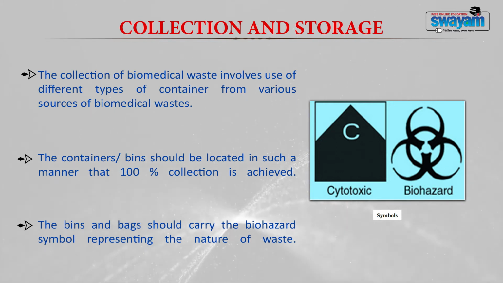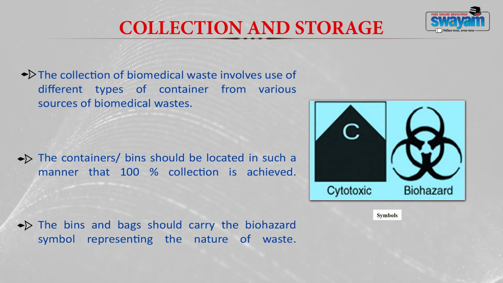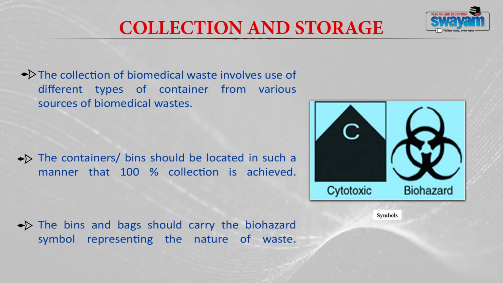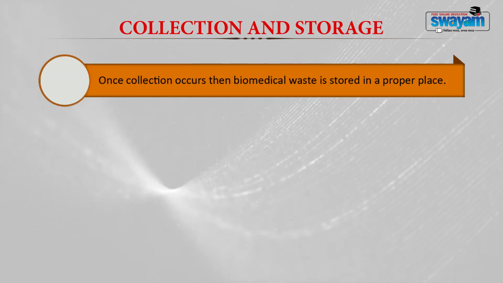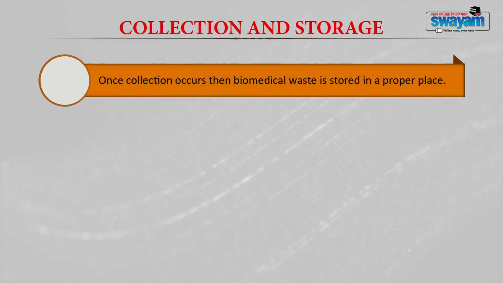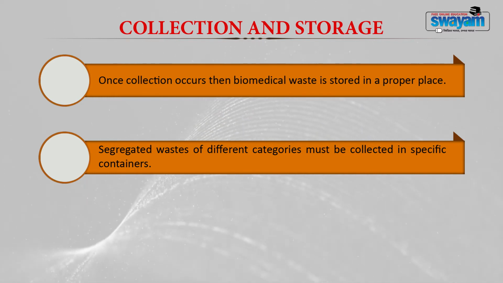On the right side, if you see in this image, you can see the symbol of a biohazard and a cytotoxic hazard. Any storage bins or bags that carry the biohazard should have this symbol. Now, once the collection occurs, the biomedical waste is stored in a proper, safe place. The segregated waste of different categories must be collected in specific containers. You remember we discussed the 10 different categories of waste. So, each different waste should be stored in different containers.